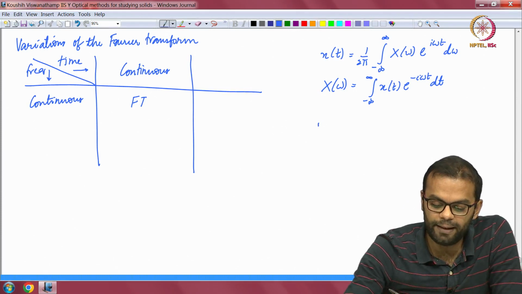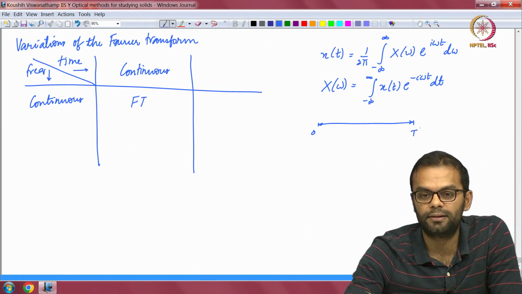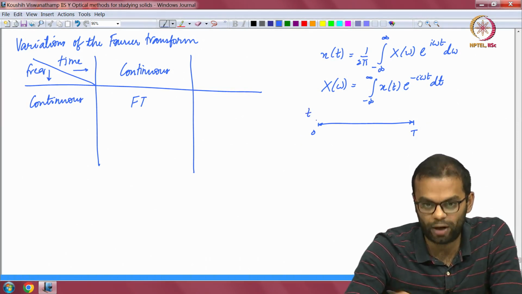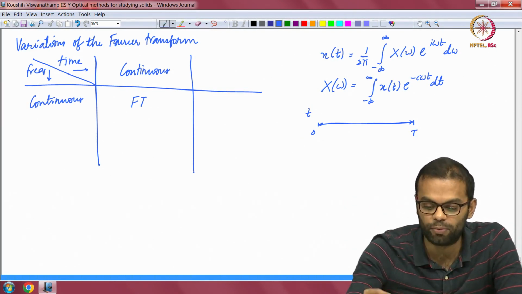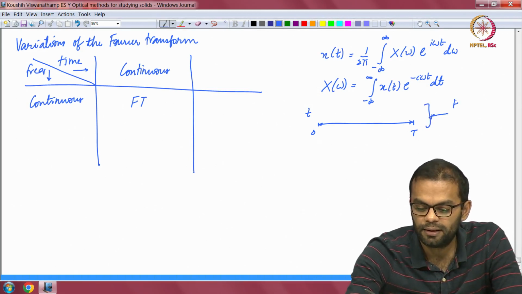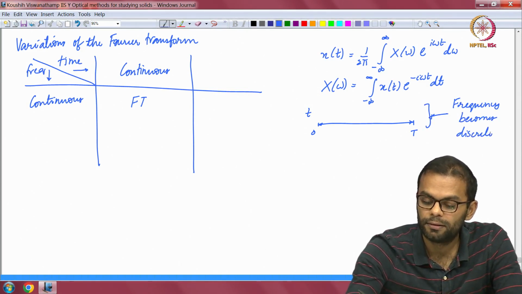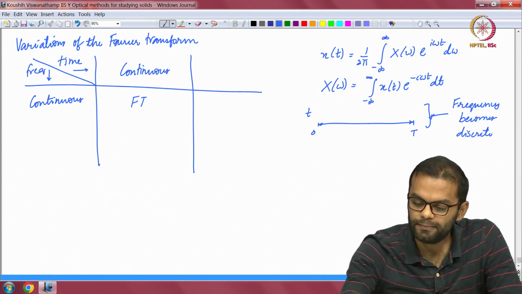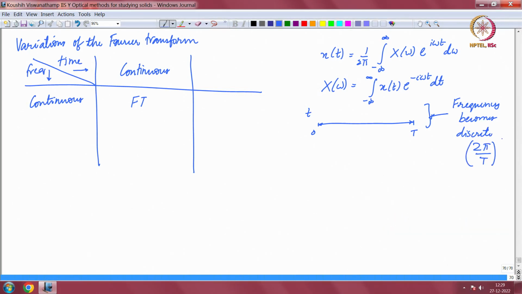If the time is not continuous, but time, or t being small t, right, if t goes from being 0 to capital T, so it is not going from minus infinity to plus infinity, it is not an infinite domain, but it is a finite domain, then in cases like this the frequency becomes discrete. Okay. And they become multiples of what is called a fundamental frequency, which is 2 pi by T.